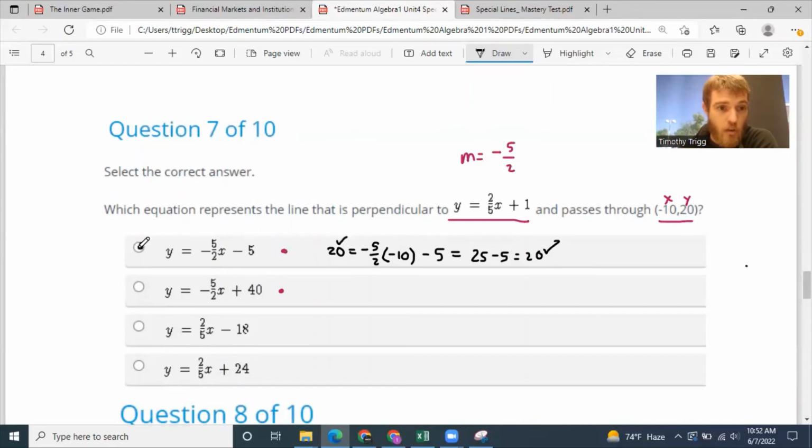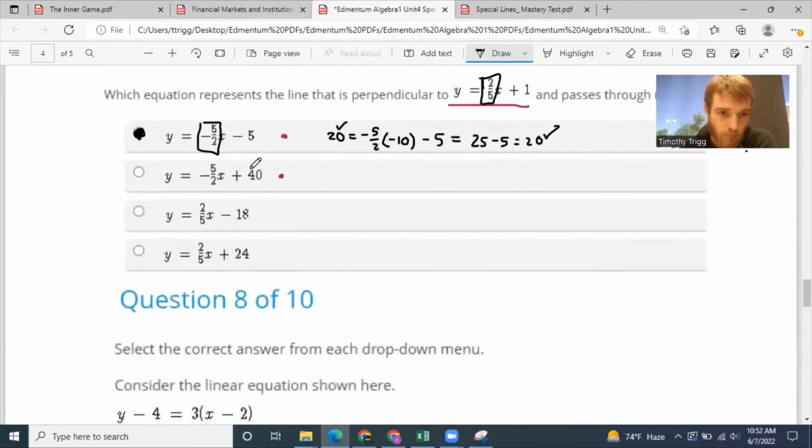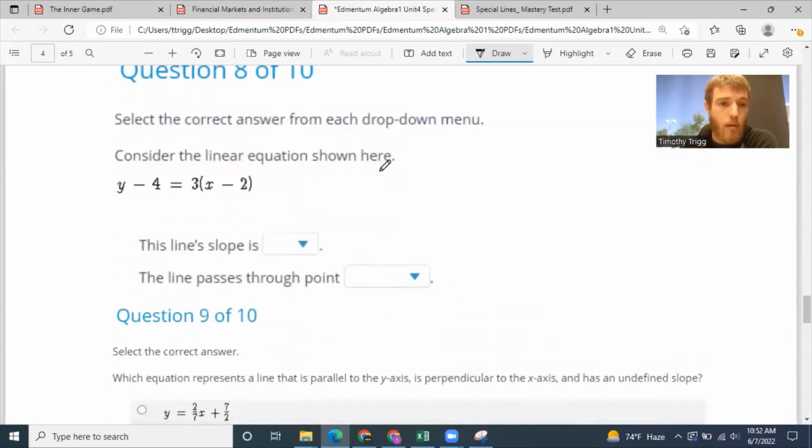That's great. So not only is it perpendicular to this line, because it has the opposite reciprocal slope, but it also goes to this point we checked, okay, because it produces 20 there, or same amount. If you tried this one, it would produce not an equal statement. Okay.